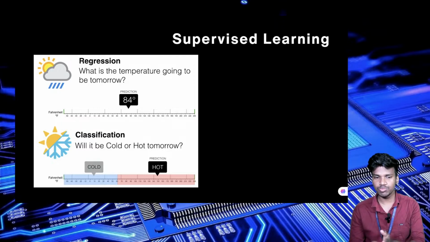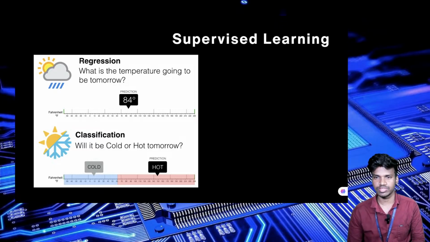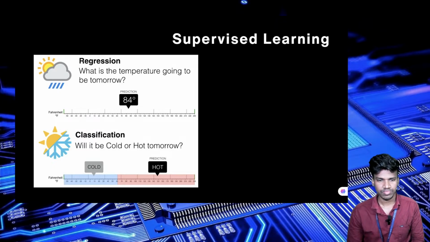I already said supervised learning has two kinds of types. One is regression, another one is classification. What is the difference between the two? Classification has this-or-that or yes-or-no type answers, and regression has continuous values, starting from 0 up to 1000, like that.